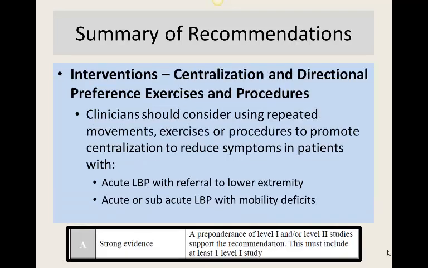Centralization and directional preference exercises and procedures are recommended based on strong evidence. Clinicians should consider using repeated movements, sustained movements, or exercises or procedures that will promote centralization in patients. Typically, these procedures will be used in patients with acute low back pain with referral to the lower extremity. They can also be utilized in patients with acute or subacute low back pain with mobility deficits.